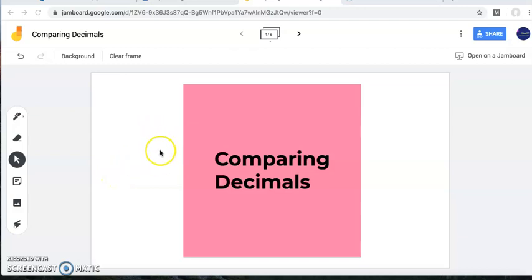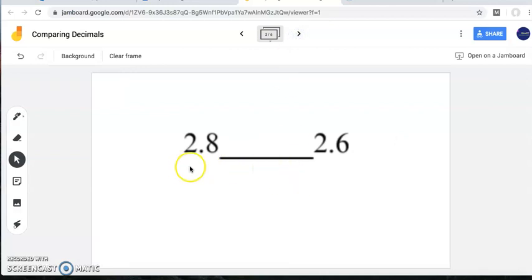Hello, today we're going to learn how to compare decimals. In this first problem, we have 2 and 8/10 and 2 and 6/10. Now, just like when we're comparing whole numbers, we're following the same procedure for decimals. We are going to work from left to right, from the largest place value to the smallest.